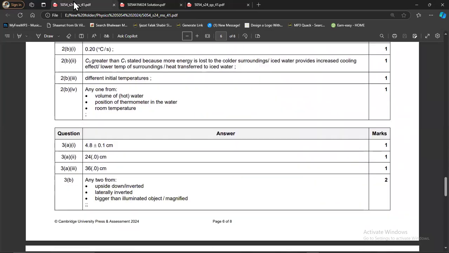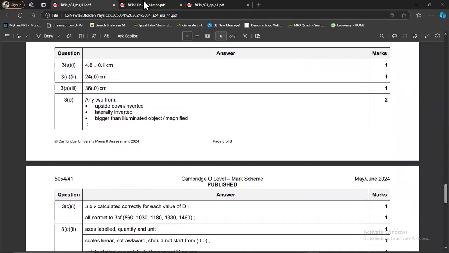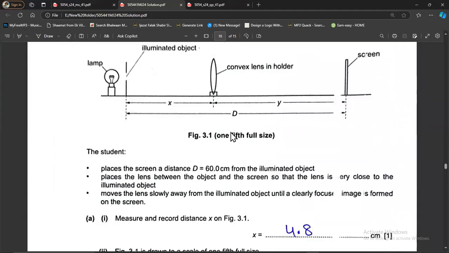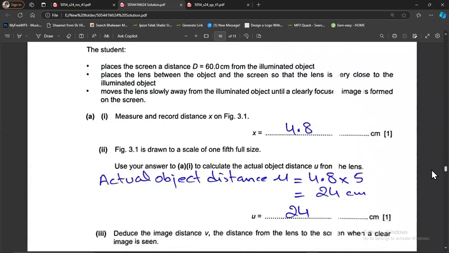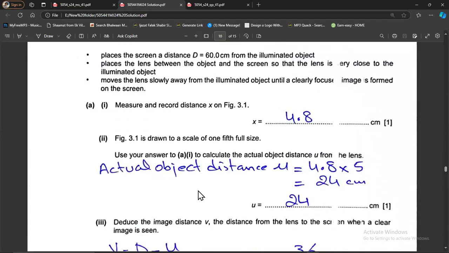Then they say the scale is 1/5 full size. That means if on the figure something is 1 centimeter, in actual it is 5 centimeters. This is the meaning of this scale. For example, here I said the distance x is 4.8 centimeters, so in actual it will be 5 times more. So figure 3.1 is drawn to a scale of 1/5 full size.